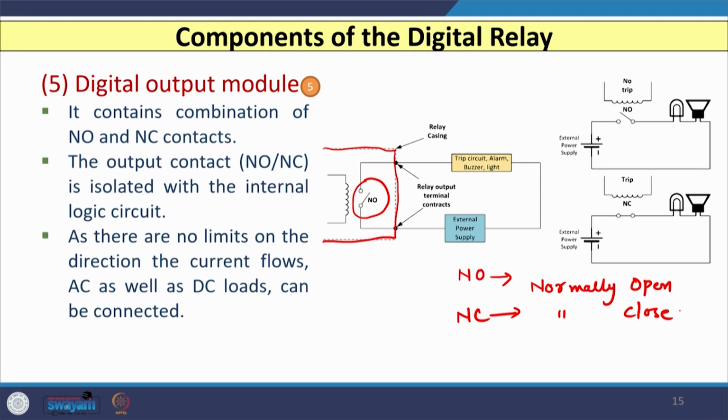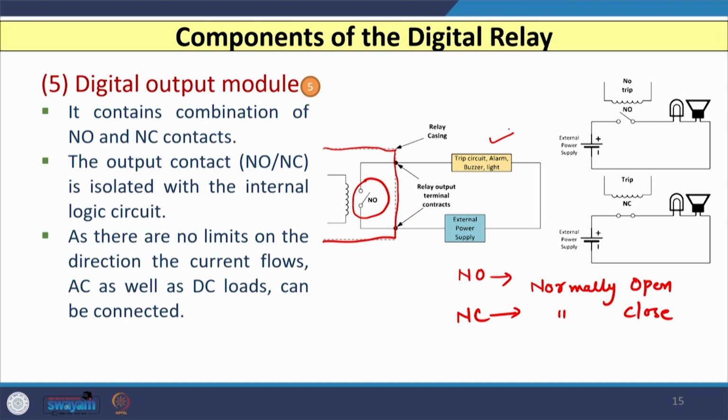So, whenever any tripping command is initiated, this normally open contact will close, meaning its status is changed. A normally open contact that becomes closed, and whenever this circuit is closed, then any tripping circuit or alarm or buzzer will be initiated.